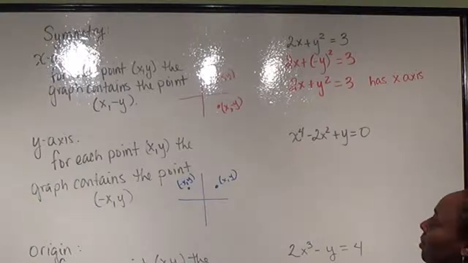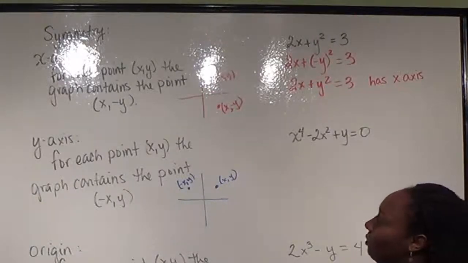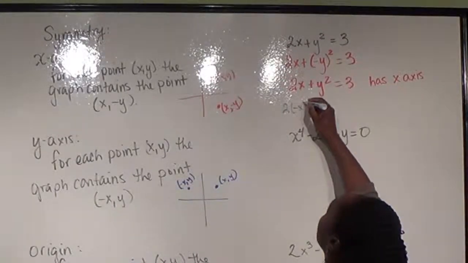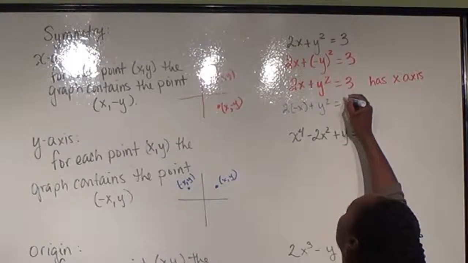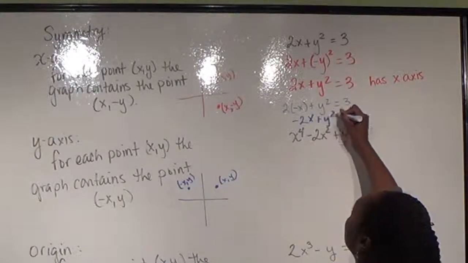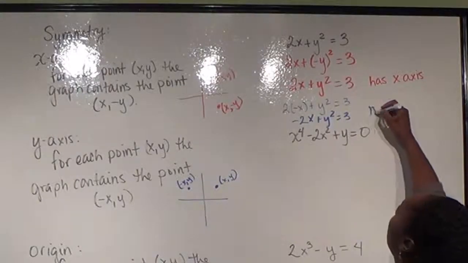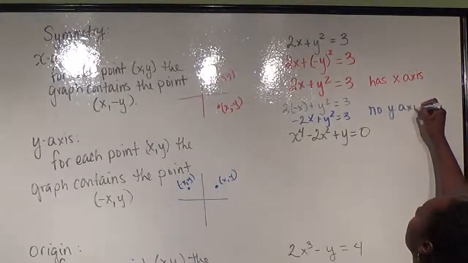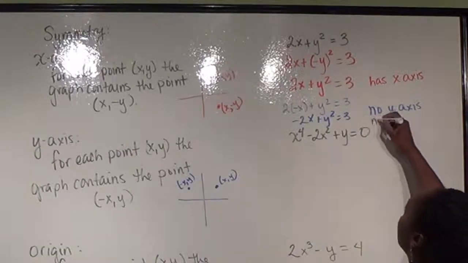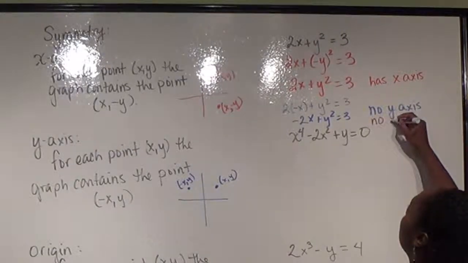And here you'll notice, if I try that with y-axis symmetry, that's not quite going to work. If I try to put in a negative x, so 2 times negative x plus y squared equaling 3, I end up with negative 2x plus y squared equaling 3. So no y-axis symmetry. And again, with those two right there, I know it's not going to have origin symmetry, because I have only one of the two.